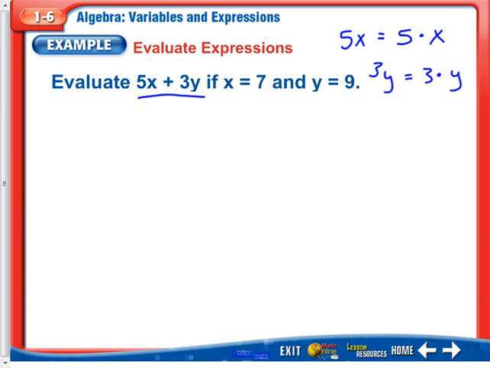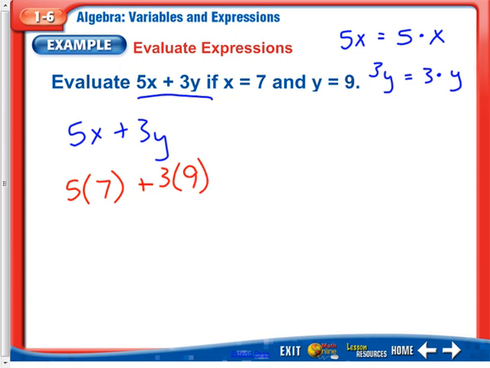So first thing we need to do is copy the expression, 5x plus 3y. You don't need to write the rest of it, okay? I'm not going to make you write all of that. Next step, we must substitute. So 5 times, notice I'm going to put it in parentheses. Now what is x? x is 7 from right here. So substitute the 7 in, plus 3 times, what's y? 9. Okay, so we substitute it in.